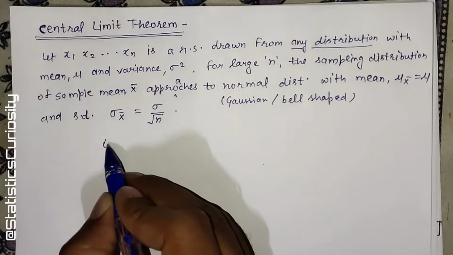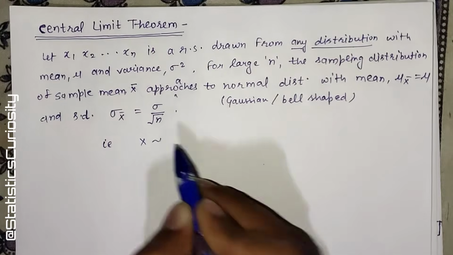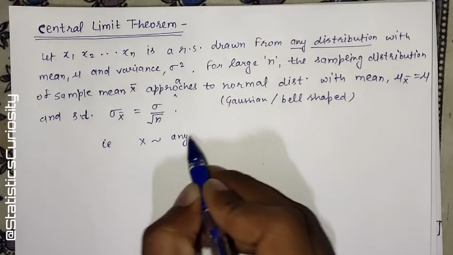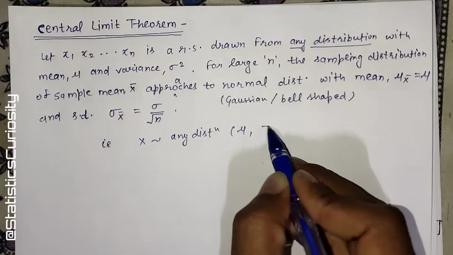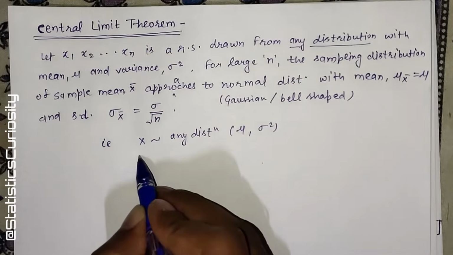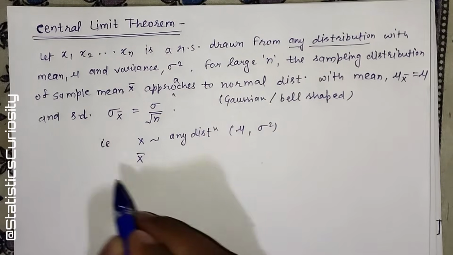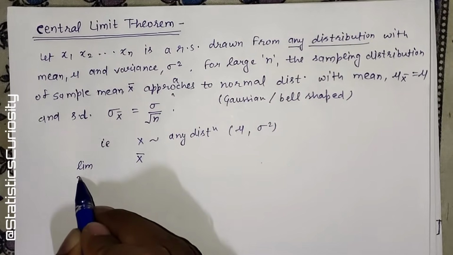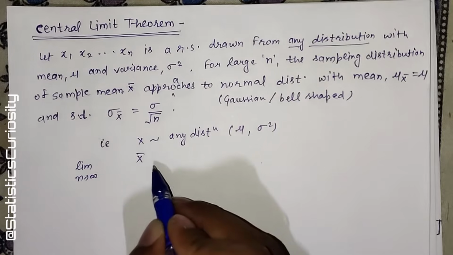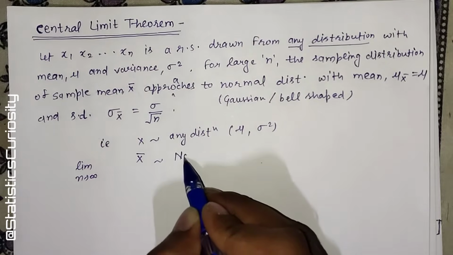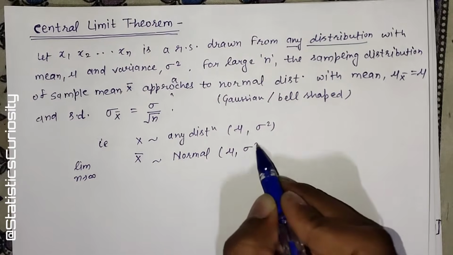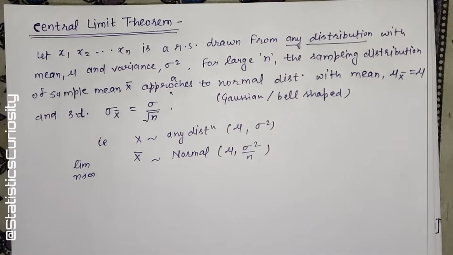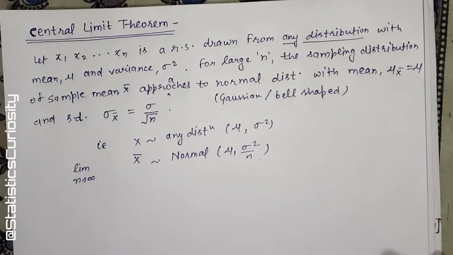In simple terms we can say, when x follows any distribution with mean mu and variance sigma square, then the distribution of x bar for large n will be normal with mean mu and variance sigma square divided by n. This is the statement of the central limit theorem. Now we will see its proof.